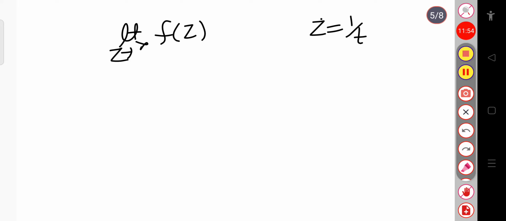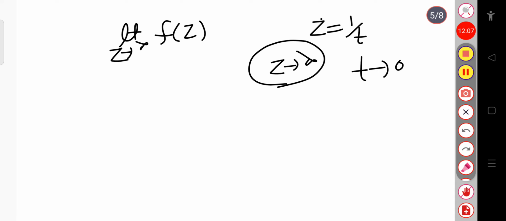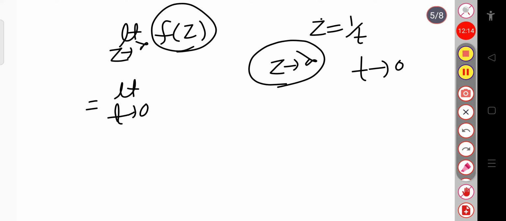Suppose you have to check the limit as z tends to infinity of any function f of z. In that case, you simply consider z equal to 1 by t. So when z tends to infinity, in place of this we can write t tends to 0. When t tends to 0, z tends to infinity. So this is simply the limit as t tends to 0 of the function, which is in the form of z, converted into a function of t.